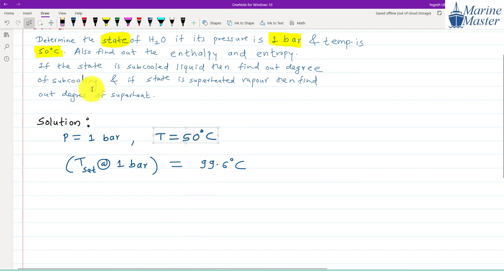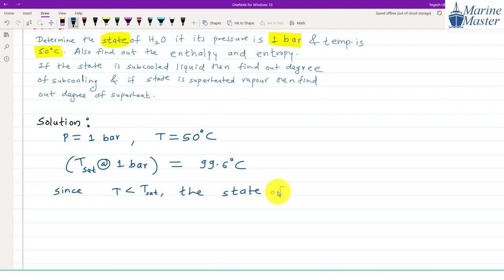So what can we say? Since our temperature is less than the saturation temperature, the state of H2O is what? H2O means what? What is the meaning of H2O? Water. The chemical name for water is H2O. So the state of H2O is subcooled liquid.